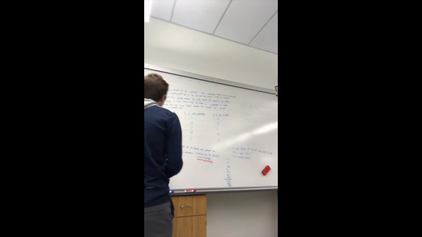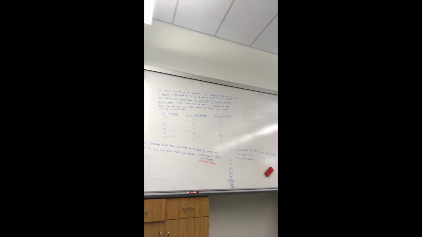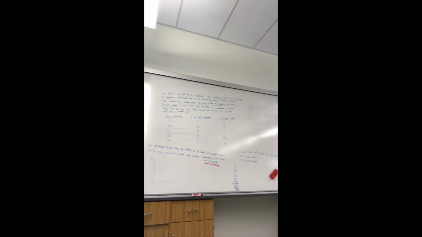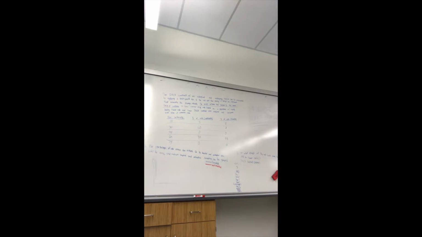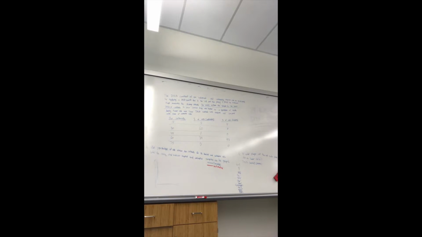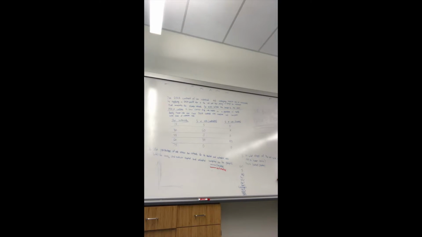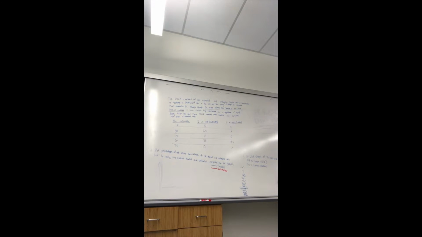All right. So this is the second problem. The DNA content of an individual cell undergoing meiosis can be measured by applying a DNA-specific dye to the cell and then passing it through an instrument that measures the staining intensity. The more intense the sample is, the more DNA it contains. A new cancer drug was tested on a population of rapidly dividing tumor cells, and their DNA contents were analyzed and compared with those of untreated cells.